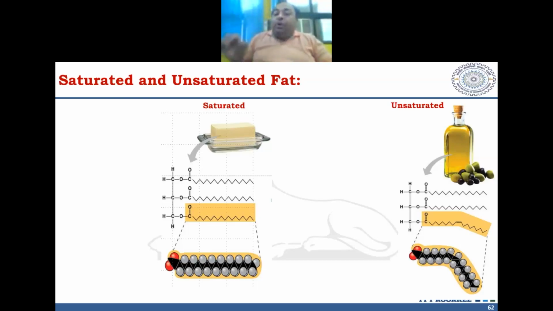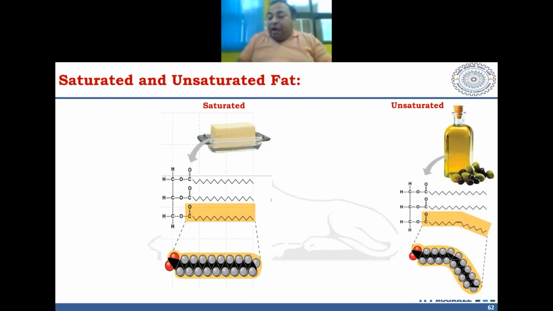Whereas if you look at unsaturated fat like olive oil, you could have heard about virgin olive oil. If you look at virgin olive oil, it has the same structure. The only difference is two chains are really the same like this, but in the third chain you see the introduction of a double bond. Because of the presence of this very double bond, it is called unsaturated fat. When there is a double bond, there is unsaturation. When there is no double bond, there is saturation.